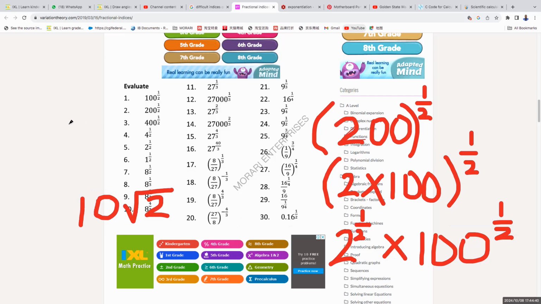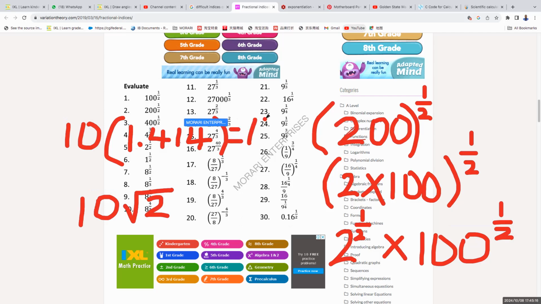And if you already know root 2 is 1.414, root 2 is what? Approximately 1.414. There are certain roots that you just memorize to at least 3 decimal places. It's the same way you say pi is 3.141, or 3.142 if you round up, because it's 3.141628, something like that. So if you do 10 multiplied by this, it will be 14.14. So you see now 14.14 is the square root of 200.